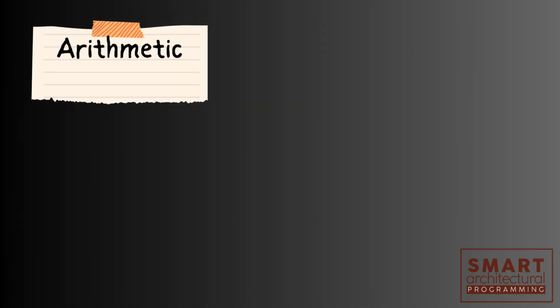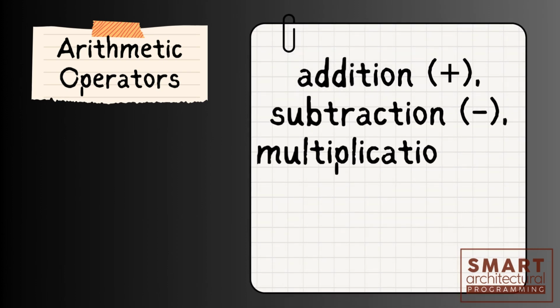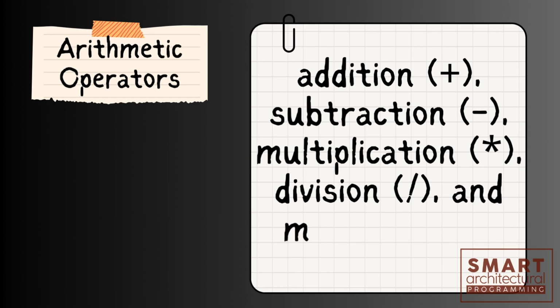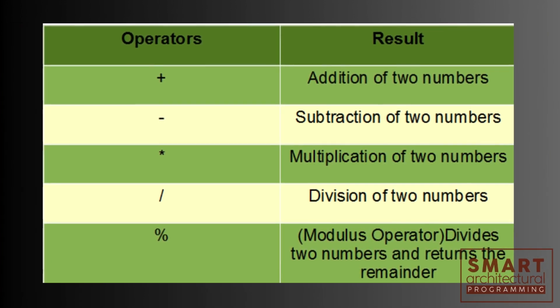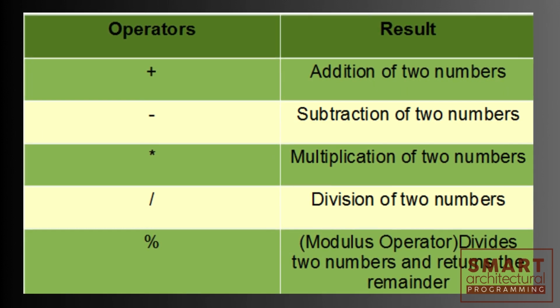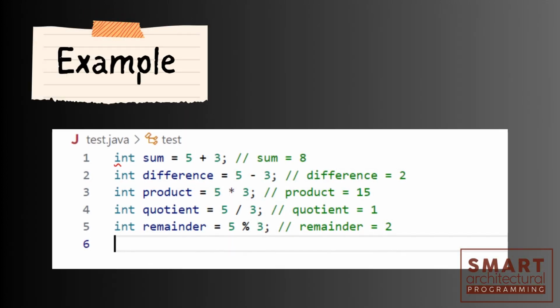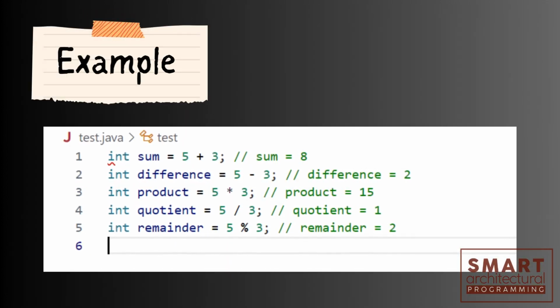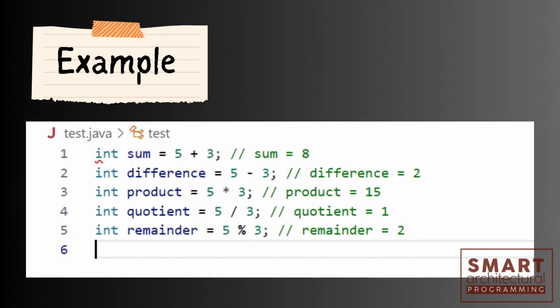First up, let's talk about arithmetic operators. These include addition (plus), subtraction (dash), multiplication, division (slash), and modulus (percent). The addition, subtraction, multiplication, and division operators work as expected, but the modulus operator returns the remainder of a division operation. Let's see some examples. Understanding arithmetic operators is essential for performing basic mathematical operations in Java programs.